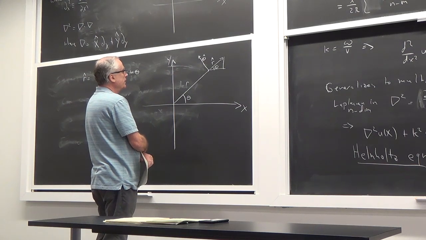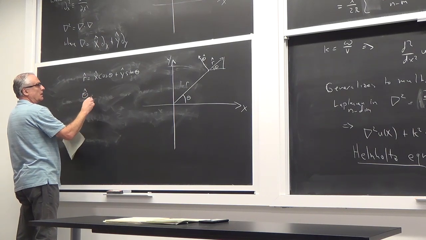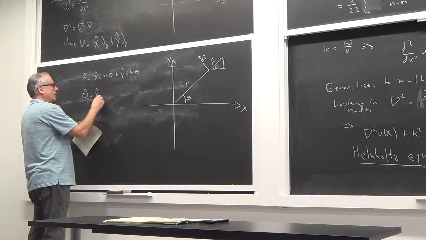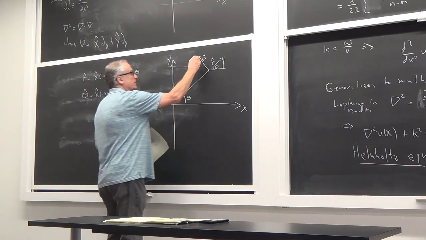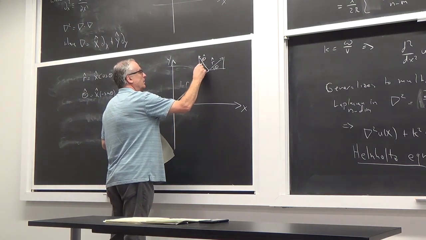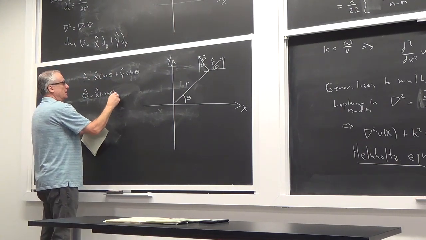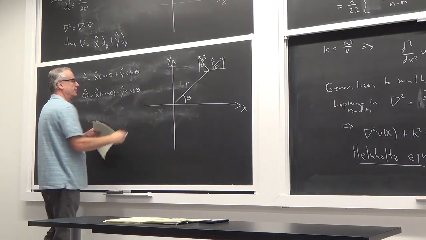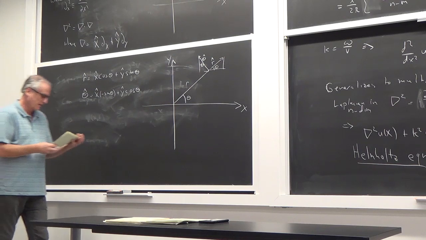This unit vector in the theta direction, I can express as a unit vector in the x direction times a minus sine theta. So I do the same thing here. It's going in the minus direction in this picture, so I'll put the minus sign. Plus y hat times cosine theta. So I have a way to transform my unit vectors from one coordinate system to the other.